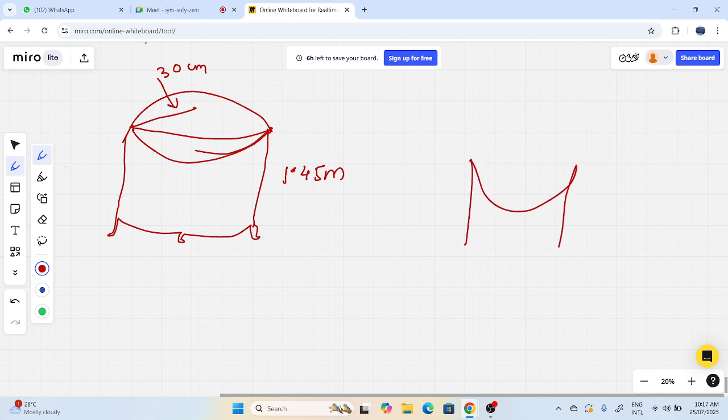Yeah, it will be something like this. This is what your figure should look like. So if you are painting, you will paint here, here, here, and here. So what all you need? Ma'am, what about the bottom? You're not painting the bottom. It is kept in the park.